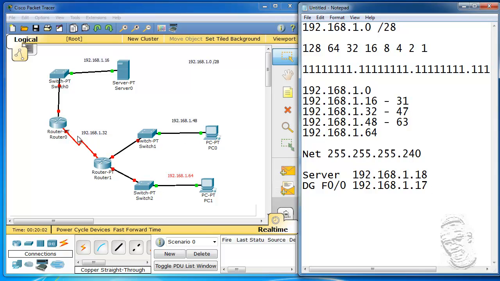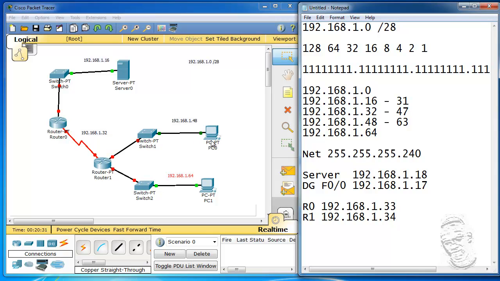Then the router serial interface, so that will be R0. The router serial interface here will be 192.168.1.33. And router 1 serial interface, which is the DTE end, will be 192.168.1.34. Right?